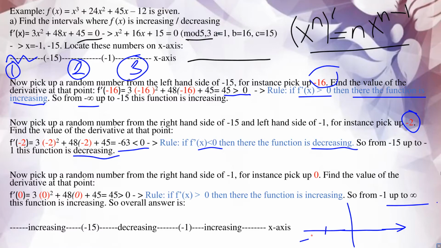There is my minus 15, and there's my minus 1. Okay, so up to minus 15, this function is increasing. After minus 15 till minus 1, it is decreasing, and then increasing again forever. That's the conclusion I had about the behavior of this function by using the derivative. That's it. Okay, take the derivative, create your intervals, pick up numbers, and make your test.